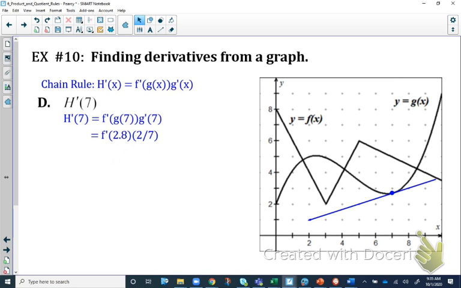So now f prime of 2.8, the derivative of function f when x is just below 3, and again we're having to use a little bit of approximation here. Since we have a line segment there, the slope of something that's tangent will be the same as the slope of the segment, which in this case is easy to identify as a -2. And now we finally take the product of those, and we get h prime of 7 to be -4/7.